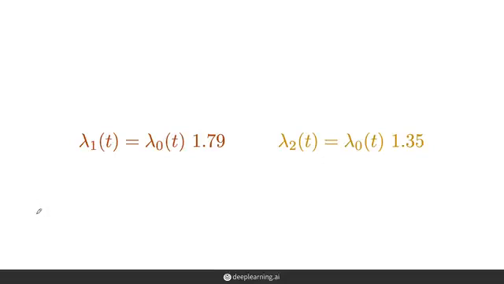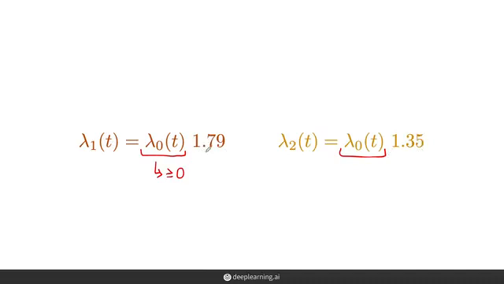So now that we have the hazard for both patient 1 and patient 2, we can compare the two. Note that for both of them, they have their representations in terms of the baseline hazard. So this is saying the hazard for patient 1 is the baseline hazard times 1.79, and here the baseline hazard times 1.35. Now we know that the hazard is always greater than or equal to 0, which means this is always a positive number, and this is always a positive number.